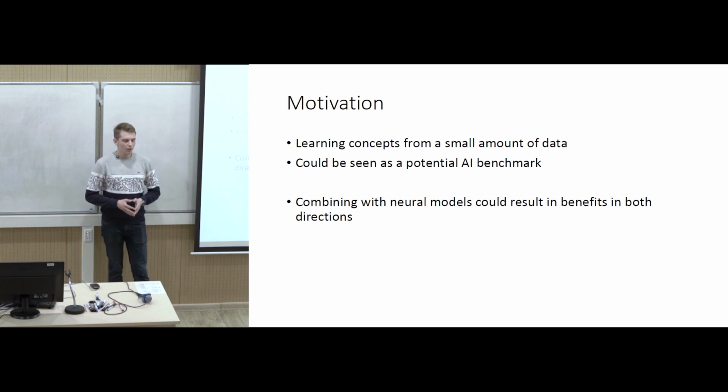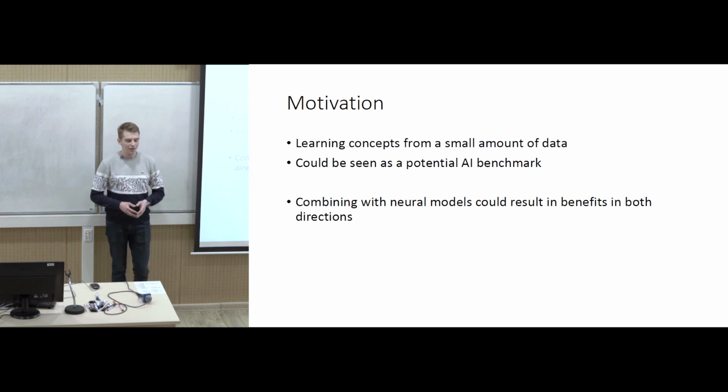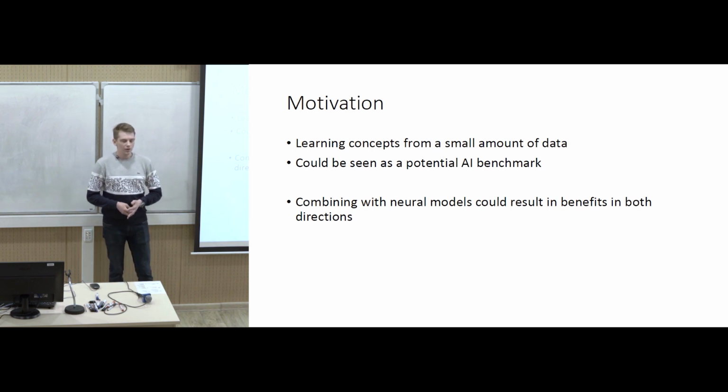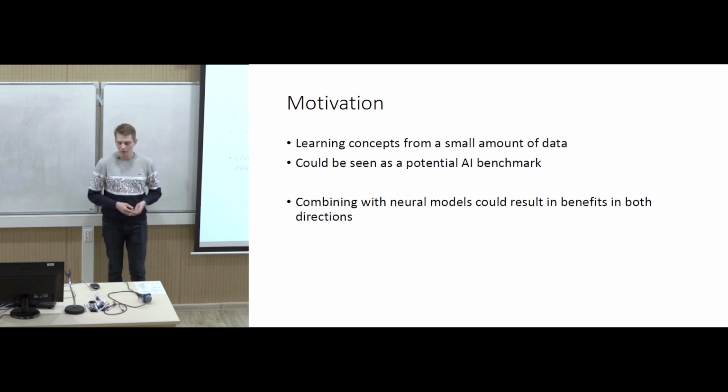because we usually have a specification provided by a user, and a typical user cannot provide the algorithm with a lot of input-output examples or a different type of specification. So it could be seen potentially as an AI benchmark in the future. And the second motivation is that combining it with neural models can get us some potential benefits.